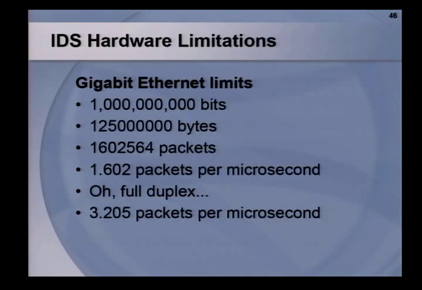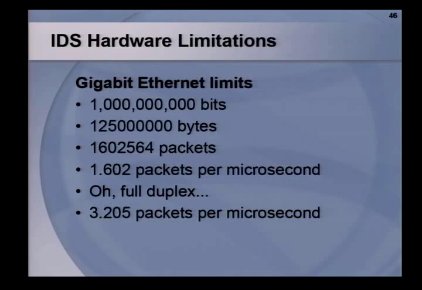Okay, hardware limitations. How many people have heard someone saying, my IDS can do 1 gigabit per second? Everyone loves throwing that number around. It's like, you're not a real IDS unless you can do 1 gigabit. Well, 1 gigabit's a whole lot of bits. And out of that many, a gigabit is a whole lot of bytes, a whole lot of megabytes, a whole lot of packets.